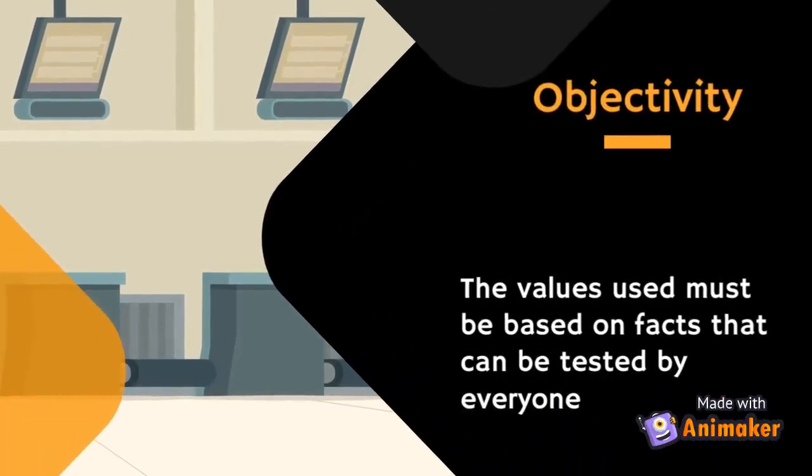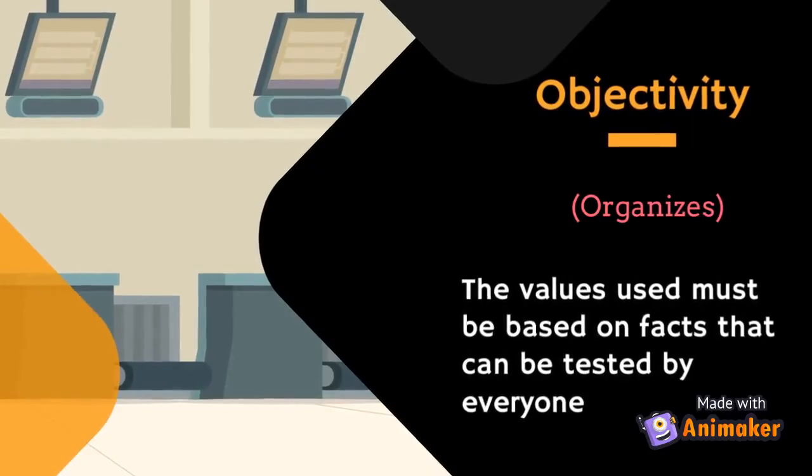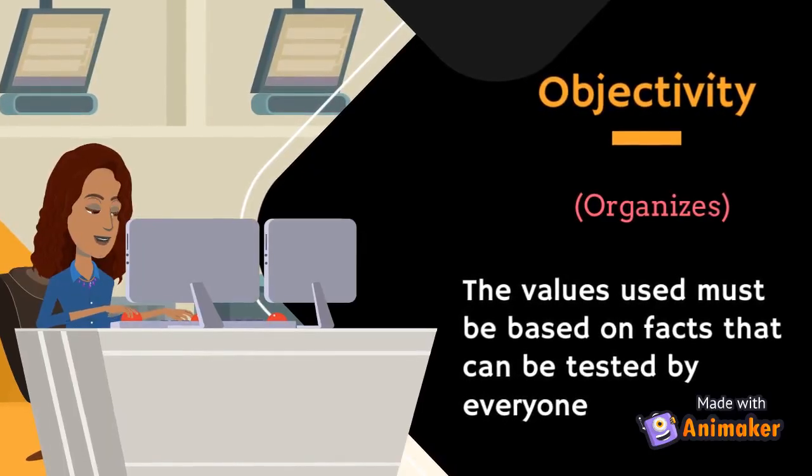This objectivity GAAP states that the values used by the accountant must be factual and should be able to be verified by just about anyone.